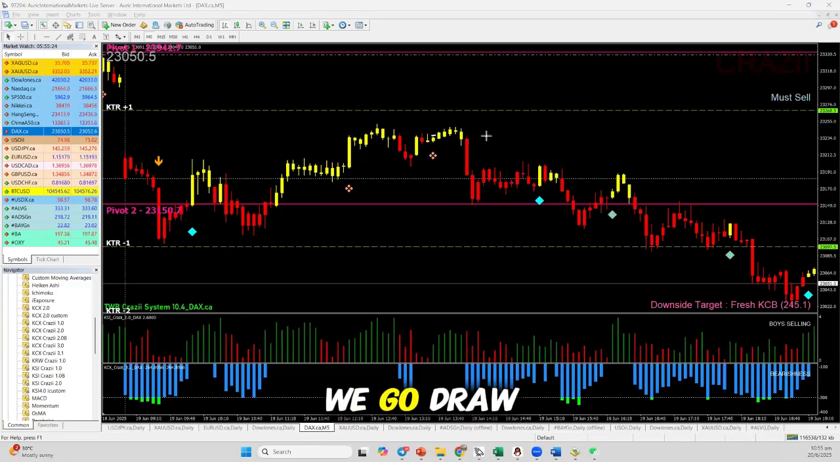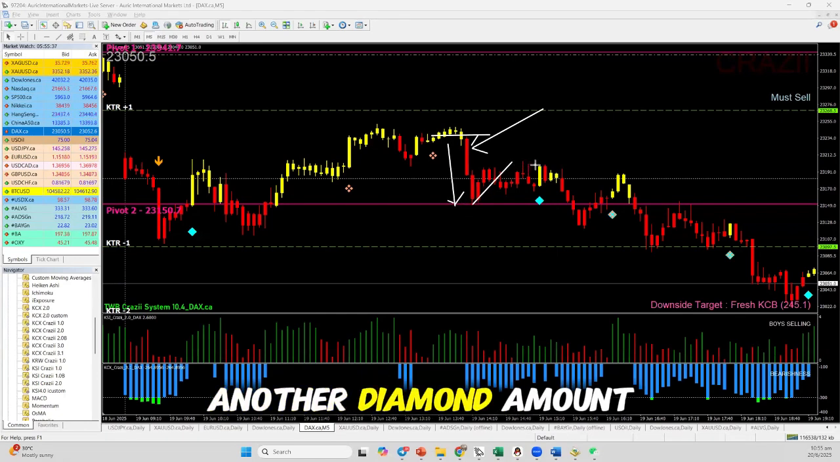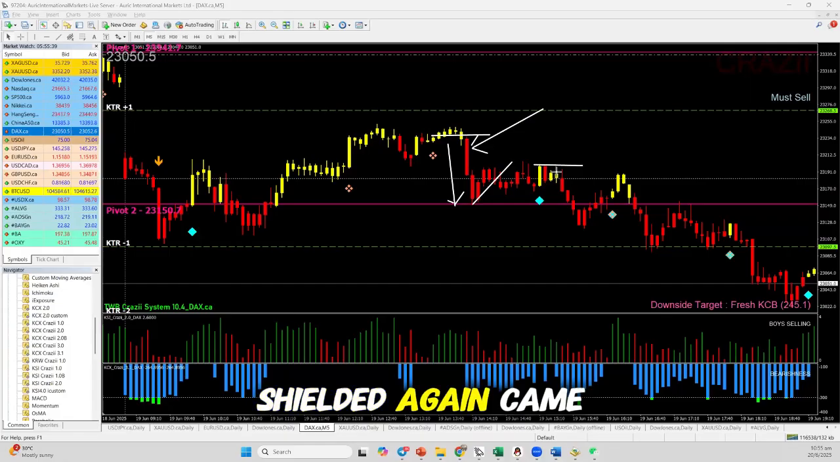Okay, so here we go, you draw it, and once you draw properly, you will see that the market goes below the shield, the line, and then starts to come down and break. Then you try to stick above P2 for a while, another diamond amount shielded. Again, it came back down, this time broke below MLP, broke below 53, but there was some interesting stuff. And then after that, the market rebounded again, you draw a line.